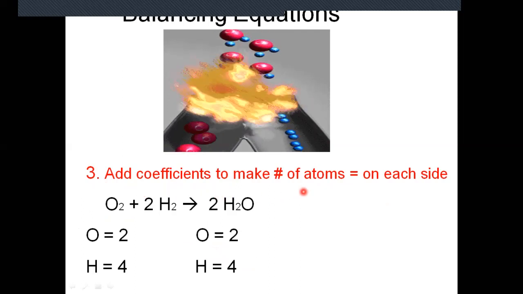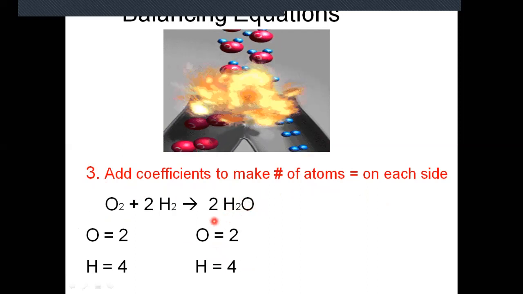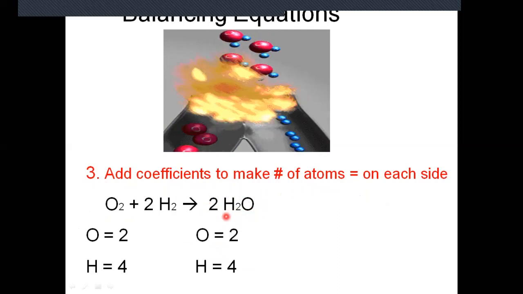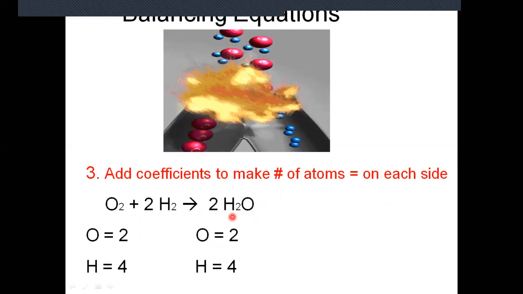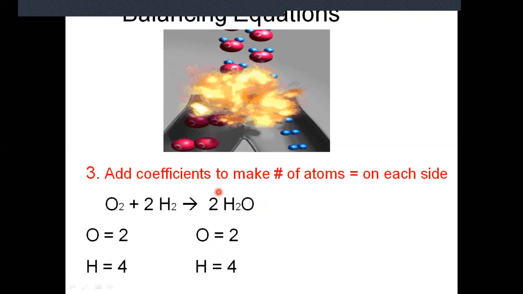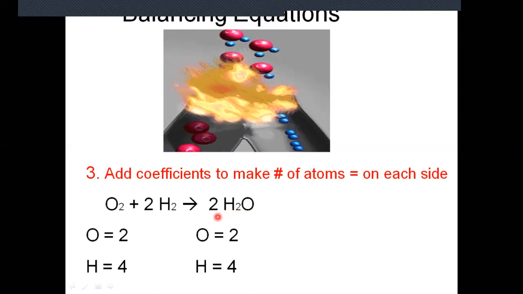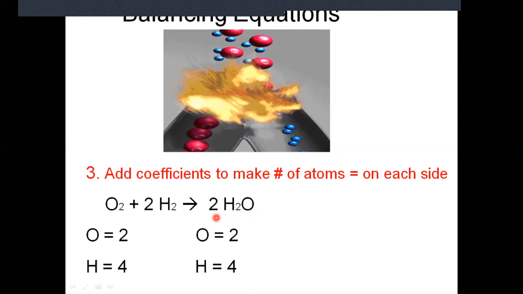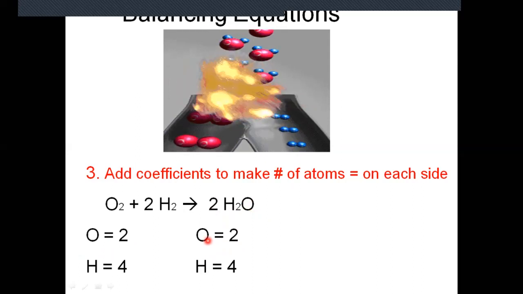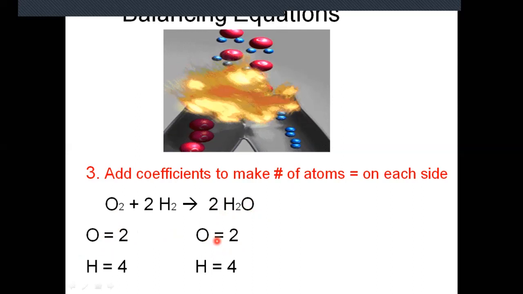So here we have multiplied the whole molecule by 2. Remember students, a coefficient can be added in front of a molecule, not in the middle of a molecule. So we have added a coefficient in front of the water molecule. It means that this water molecule is multiplied by 2. There are 2 water molecules. After multiplication, oxygen is balanced. Now there are 2 oxygen atoms on the reactant side and 2 oxygen atoms on the product side.